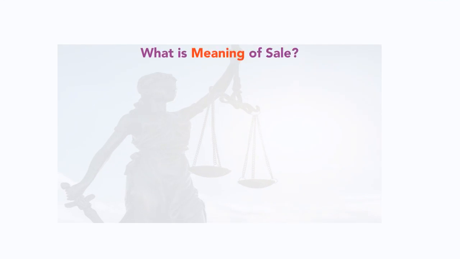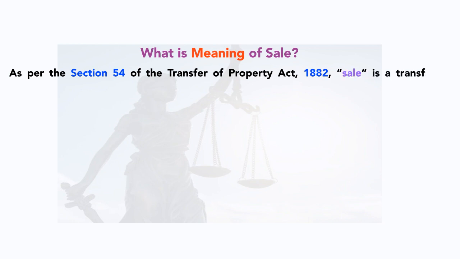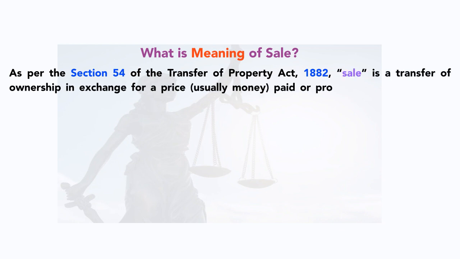So what do you understand by the meaning of sale? Check out the definition. As per Section 54 of the Transfer of Property Act, sale is a transfer of ownership in exchange of a price, usually money, paid or promised, or part paid and part promised. I believe this is a simple definition. However, you may be confused because of some confusing words, but don't worry.